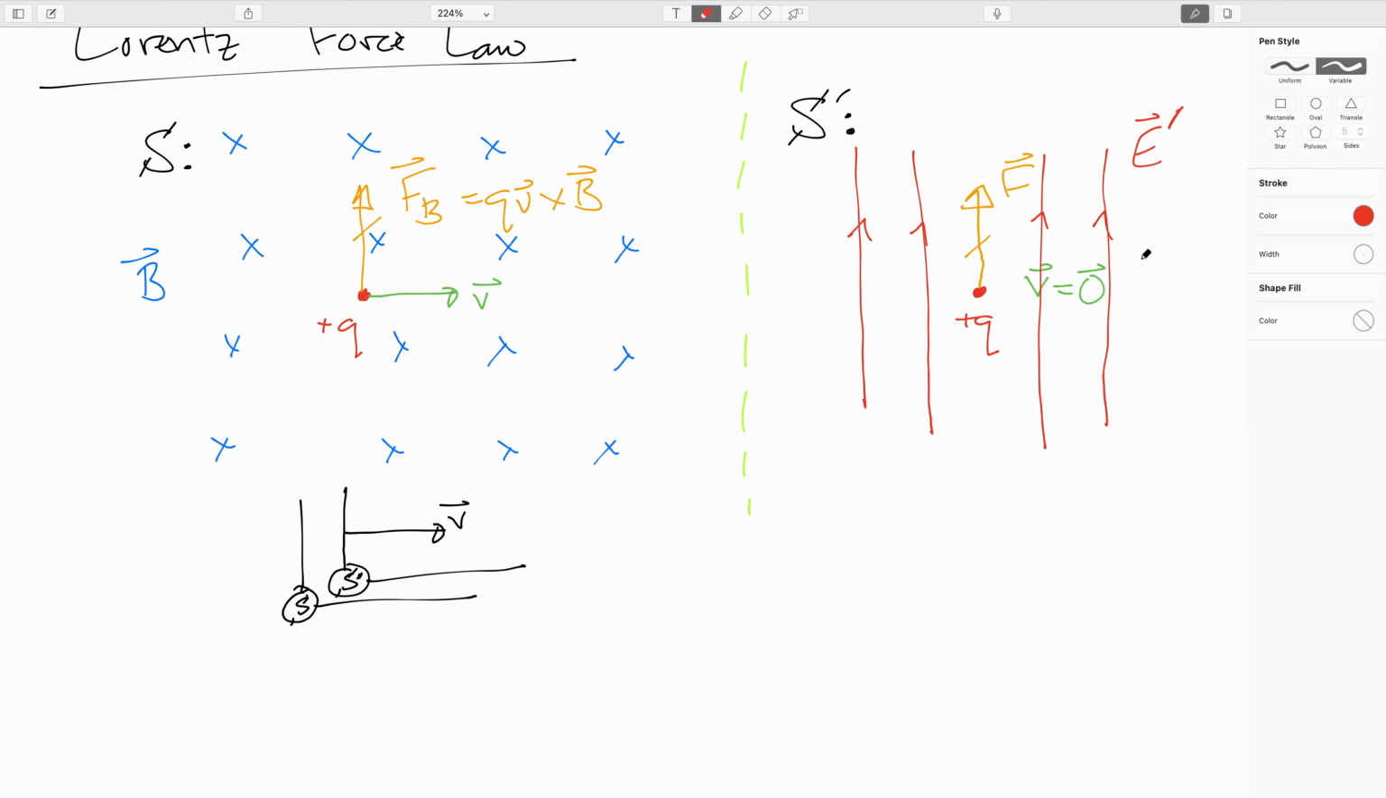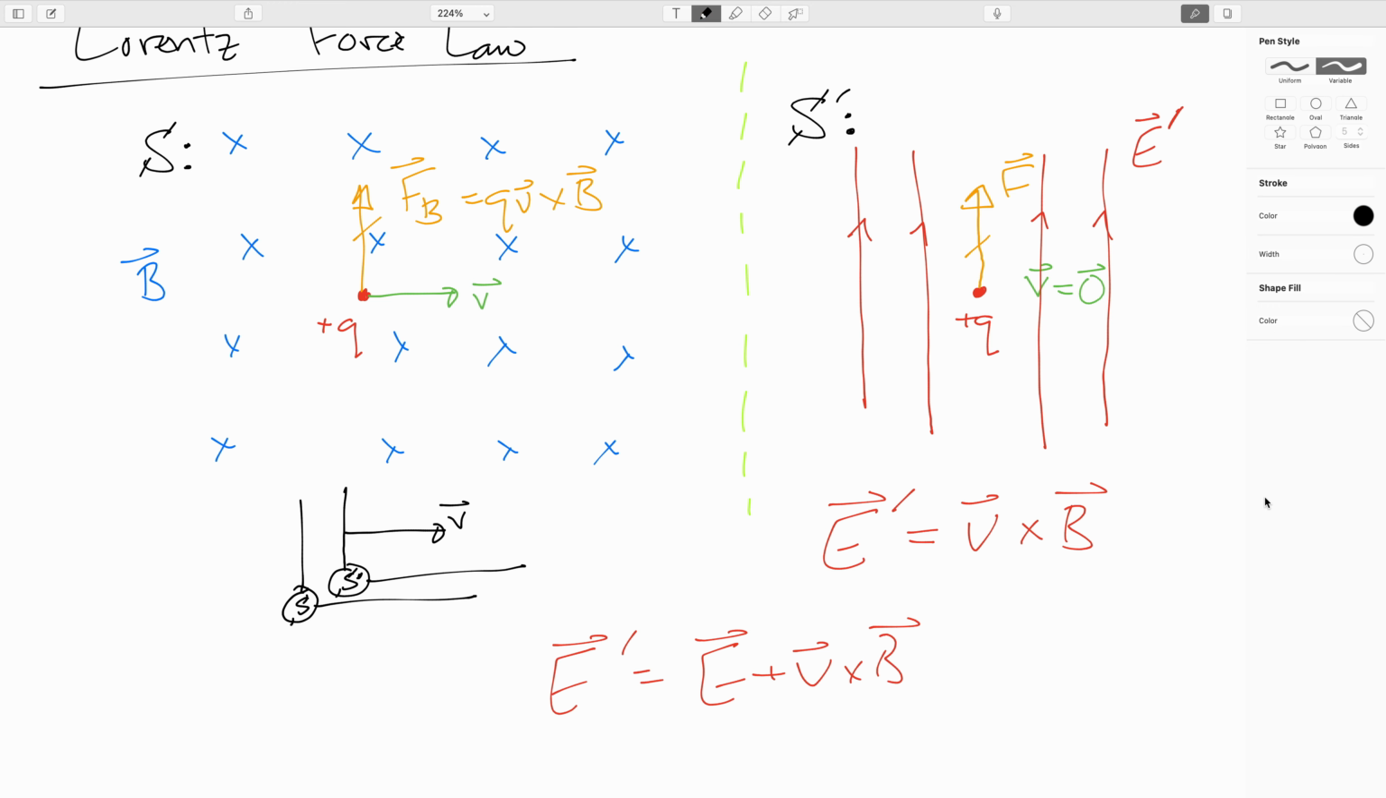How strong would this electric field have to be? Well, we can compare the terms. This electric field pointing up would point the same way as this force. Okay, that's good. So we would need the electric field that S prime sees to be equal to V cross B, like so. And this is if there wasn't an electric field already. Now, if there was an electric field already, we would then be saying that S prime would see an electric field that is equal to E plus V cross B.